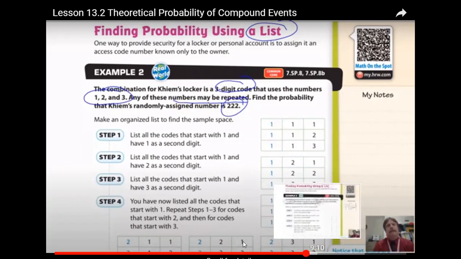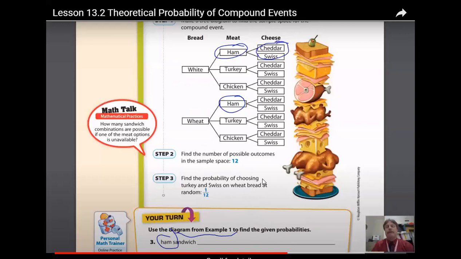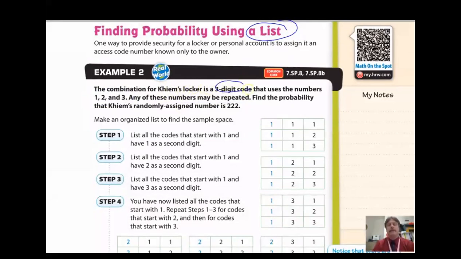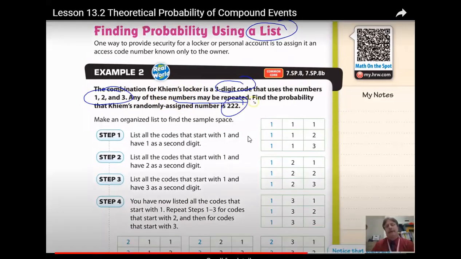So the combination for Pin's locker is a 3-digit code that uses the numbers 1, 2, and 3. Any of these numbers may be repeated. Find the probability that Pin's randomly assigned number is 222. We want to know the randomly assigned number is 222, but we already said that we have 3 digits.